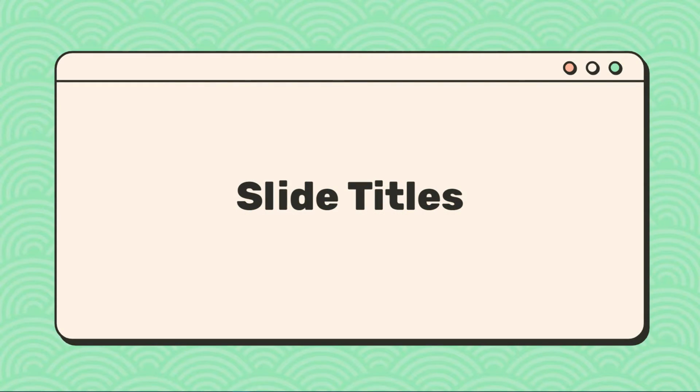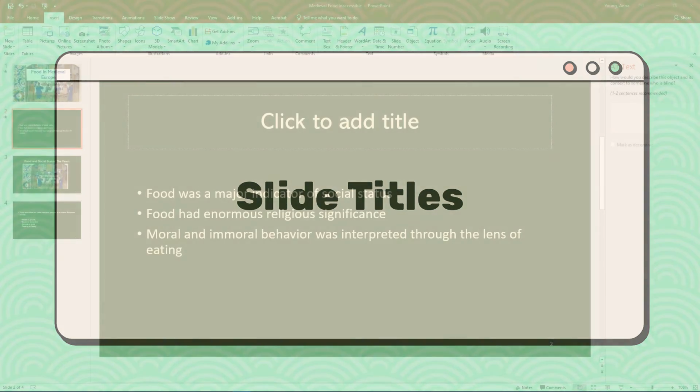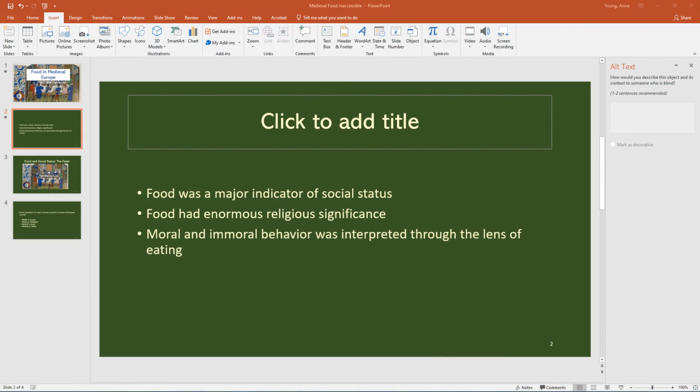Now, Ally only pointed out the issue with image descriptions and text contrast, but there are still a couple of other accessibility issues with this PowerPoint that need to be corrected. First, some of the slides in this presentation do not have slide titles. It is important that each slide has a unique slide title so that students using screen readers are able to navigate through the slides easily.